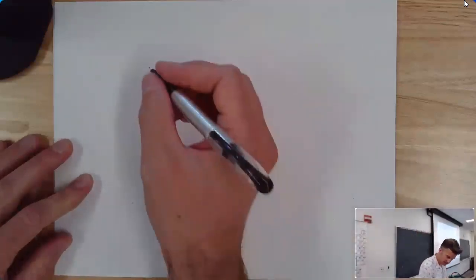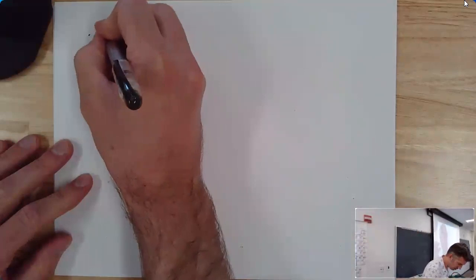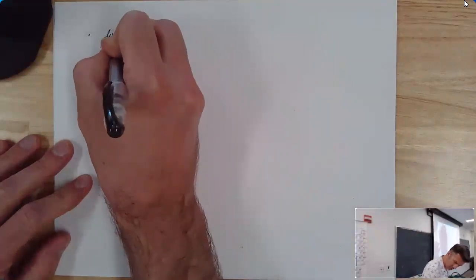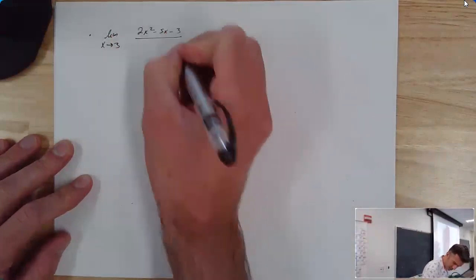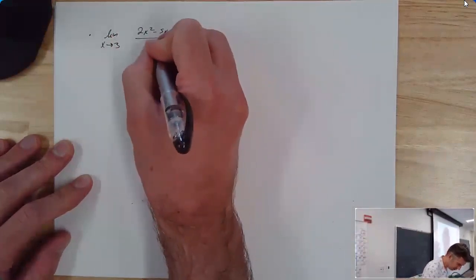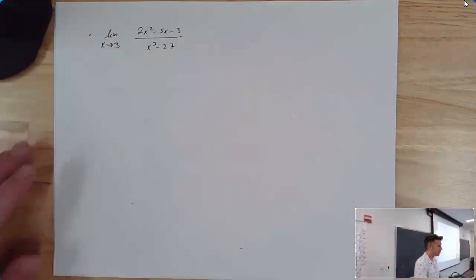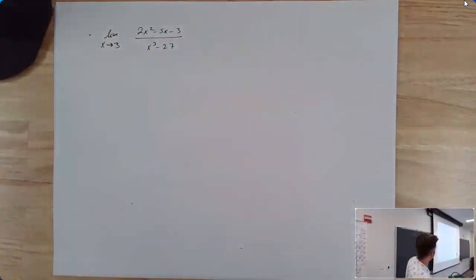Okay. So let's look at this next example. Let's look at the limit as x approaches 3 of 2x squared minus 5x minus 3 over x cubed minus 27. And I do a quick mental check. 2 times 9 is 18, minus 15 is 3, minus 3 is 0, over 27 minus 27 is also 0. So 0 over 0.